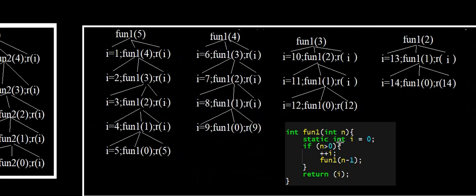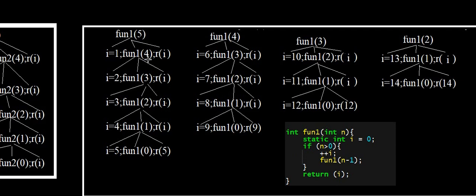In function 1 of n we have another variable i, which is different from the previous one, of the same integer type, initialized to 0. The next statement says that if n is greater than 0, n here is 5, 5 is greater than 0, yes. We increment i and we execute function 1 of 5 minus 1, which is 4. So we have incremented i, i equals 1, and function 1 of 4. Also we return i.